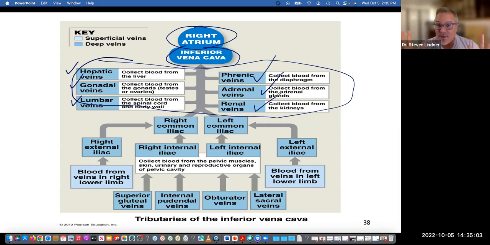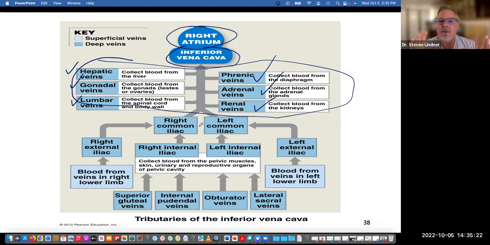Those are pretty straightforward because when you see the organ and it's blue, right? If it's going from the diaphragm, they're phrenic veins. If it's going from the adrenal glands, they're adrenal veins. If it's going from the kidney, they're renal veins. If it's going from the testes or ovaries, gonadal veins. If it's going from the liver, hepatic.